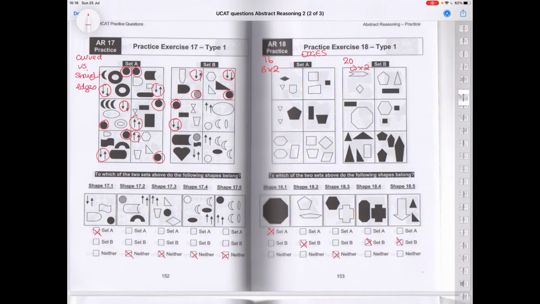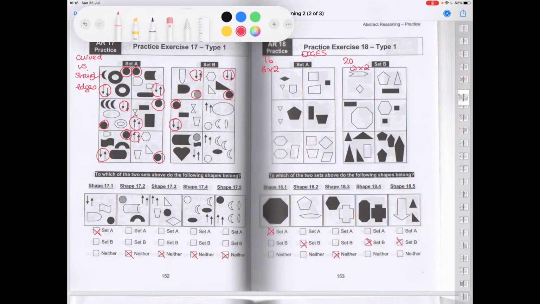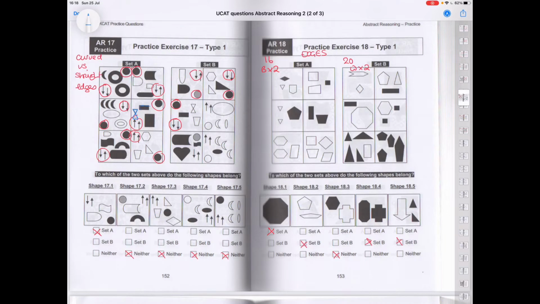If the arrows point upwards, all of those remaining objects, so I'll just highlight those in blue, have got straight edges. If the arrows point downwards, they've only got curved edges, like this one here. And if they obviously go up and down, there's a mixture of both, and you can spot a similar pattern but mirrored in set B.